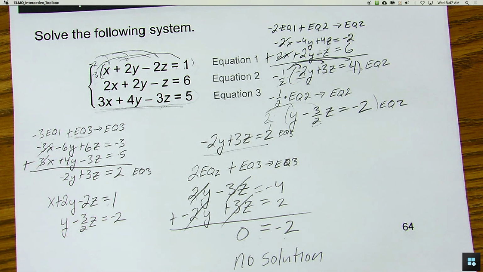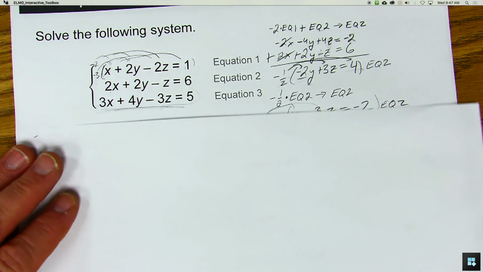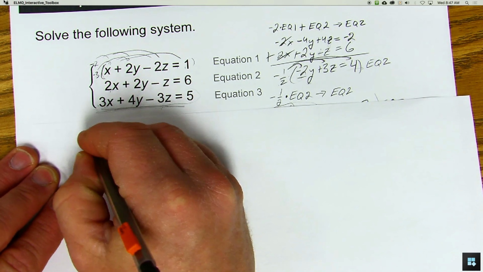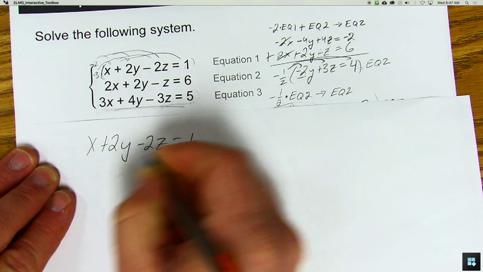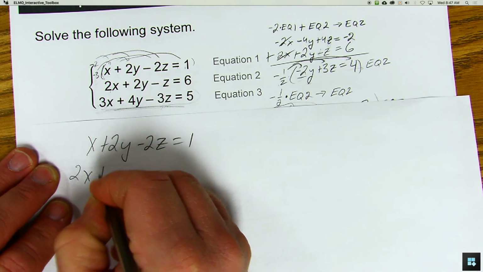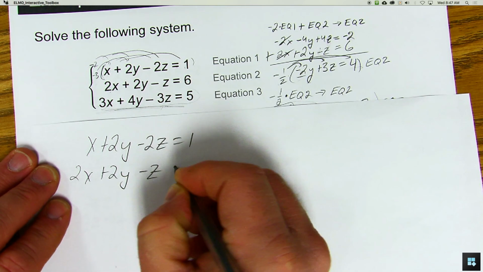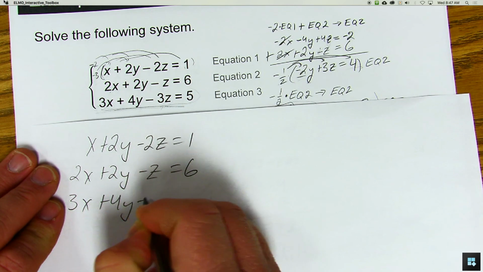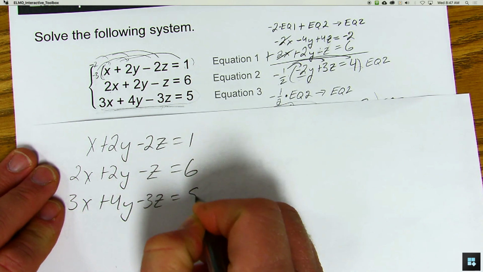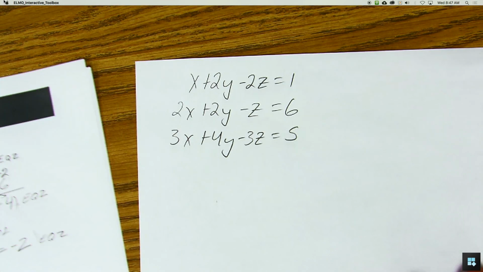Okay? Now, I told you I was going to show you another way to do this problem, which I will. I'm going to show you right now how to do this problem another way. I'm just going to copy it down real quick. So we have x plus 2y minus 2z equals 1. We have 2x plus 2y minus z equals 6. And we have 3x plus 4y minus 3z equals 5. So there's our equation again.